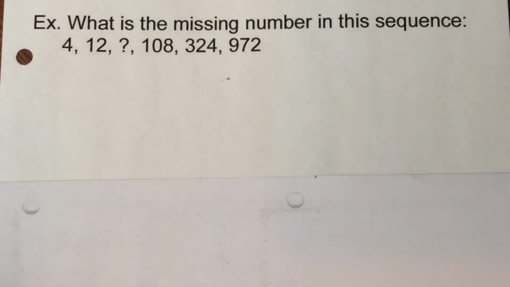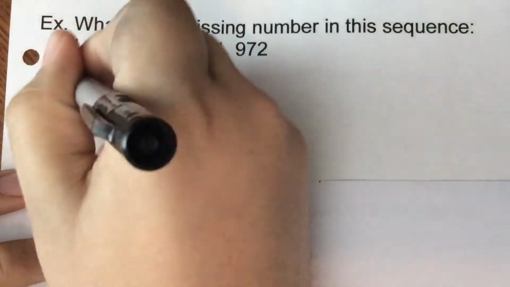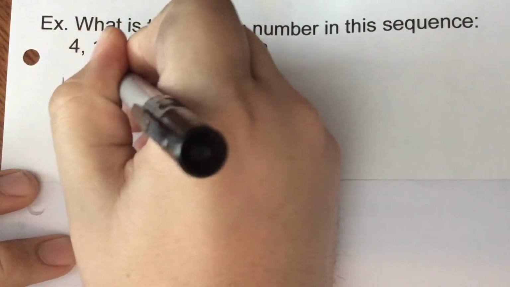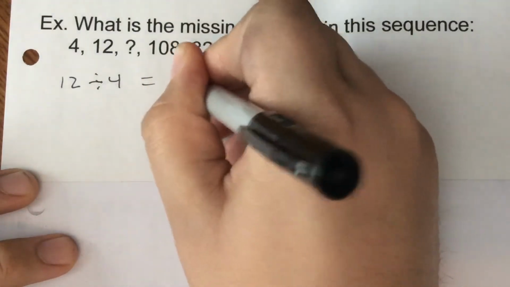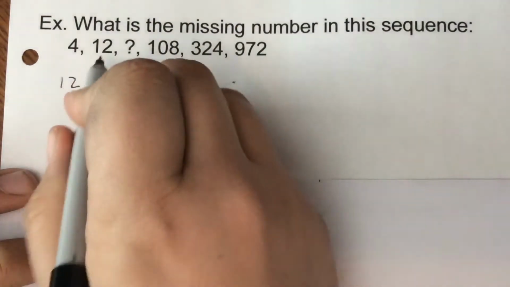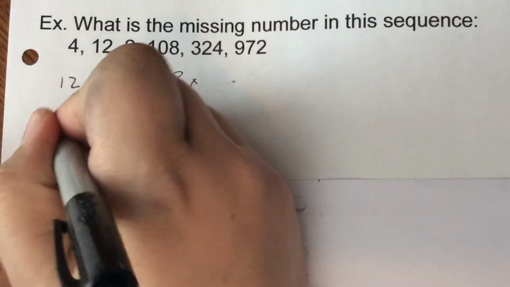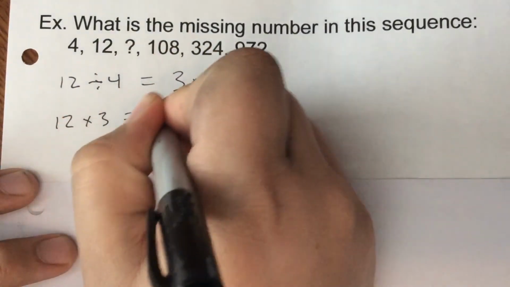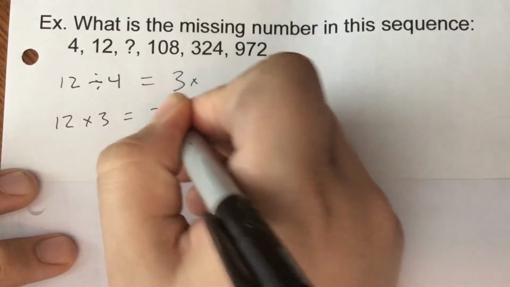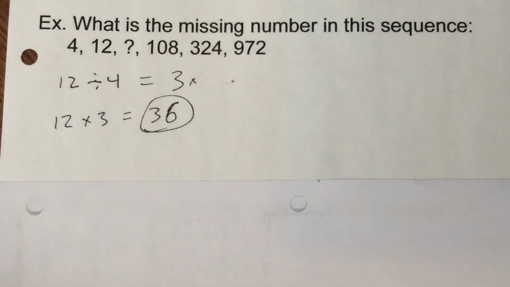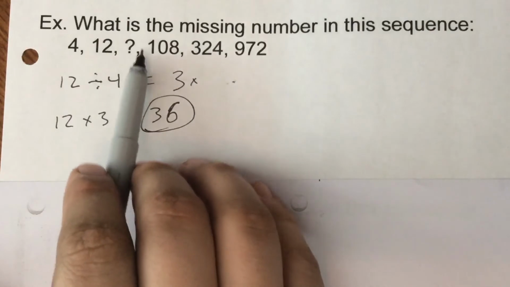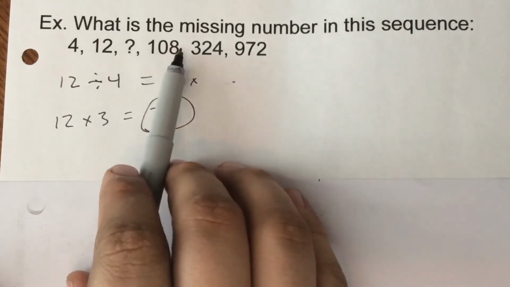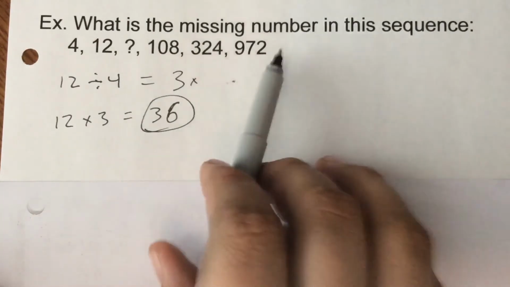So, missing number in this sequence. Here we got our first two, so we're going to take 12 divided by 4. When you do that, you'll get 3. So that's what we're going to multiply by each time. So if we go to that one previous, 12 times 3 gives us 36, and that's our missing number. So 4 times 3 is 12. 12 times 3 is 36. 36 times 3 is going to be your 108. And so on and so on.